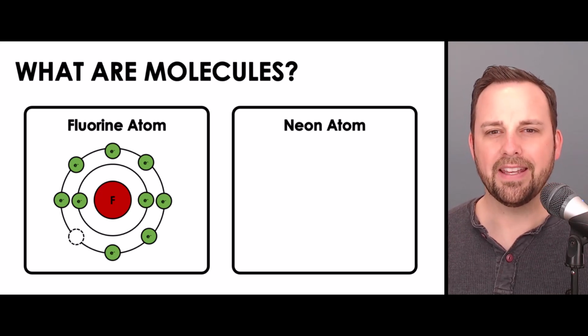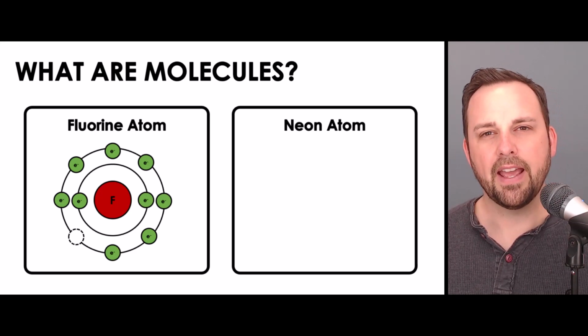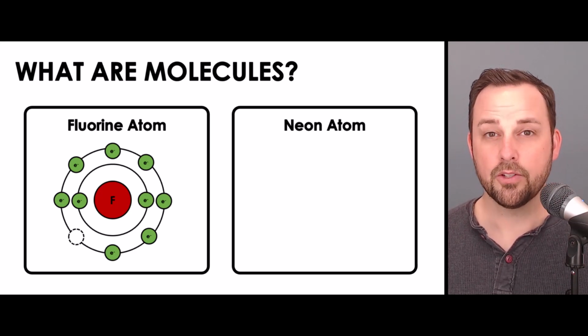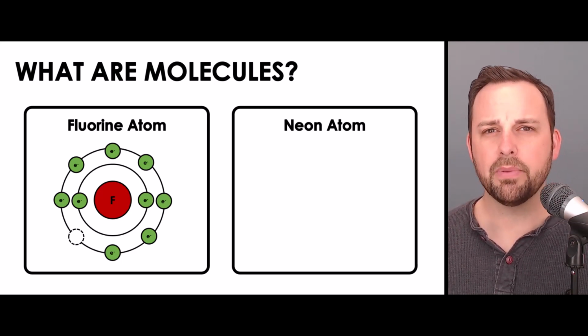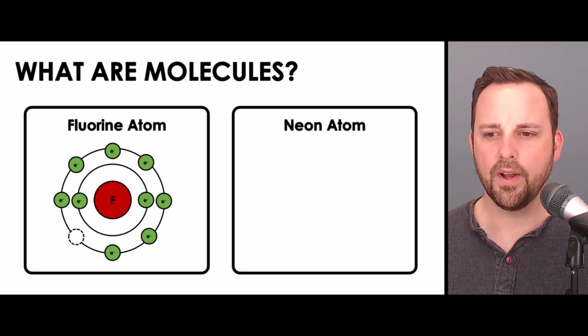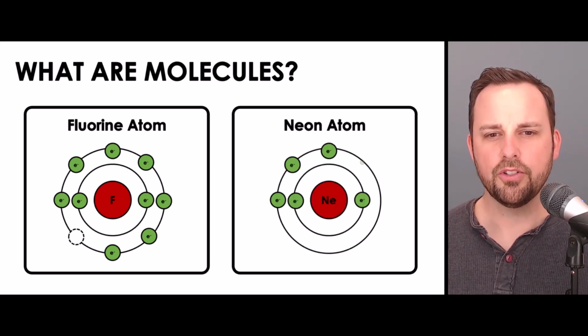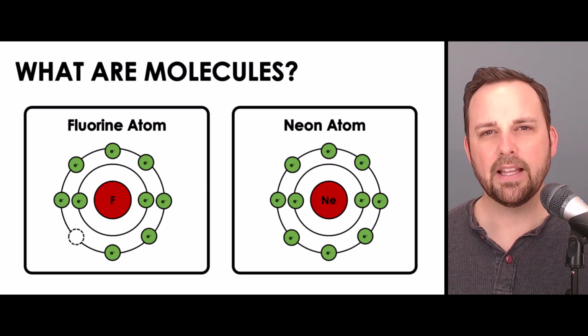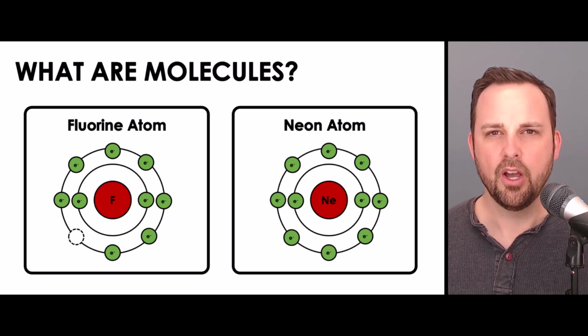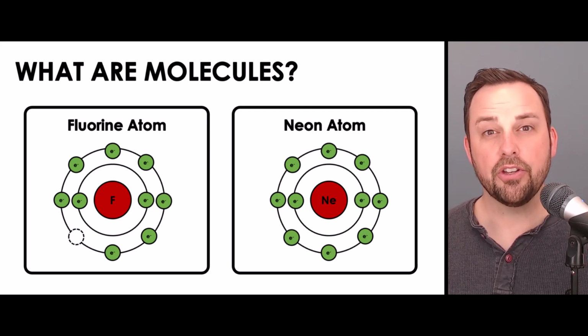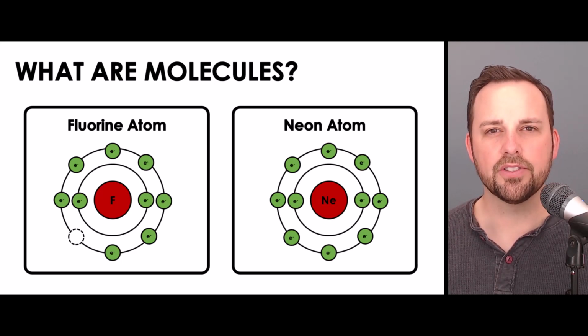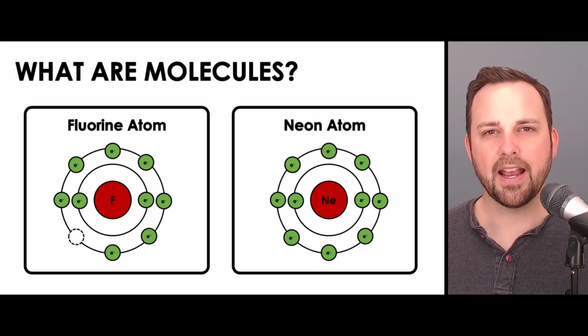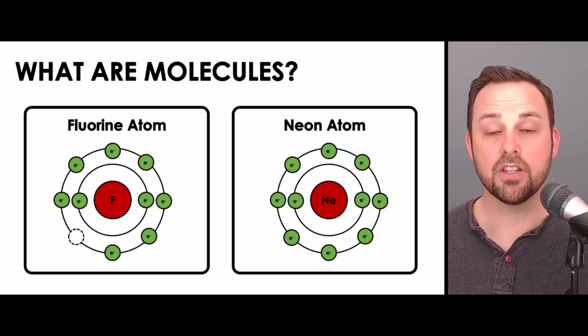Now let's draw a neon atom. Neon has atomic number 10, so it's very similar to a fluorine atom but different in one very important way. So we'll start by drawing the nucleus and then 10 electrons outside of the nucleus. Once again, you notice that electron shell number 1 has 2 electrons and shell number 2 has exactly 8 electrons, and that's the valence shell.